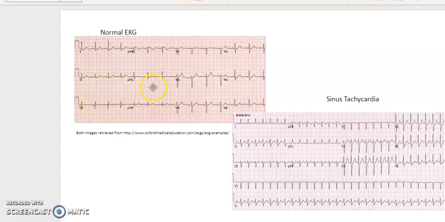And I just found this very interesting. So comparing our normal EKG and our sinus tachycardia.